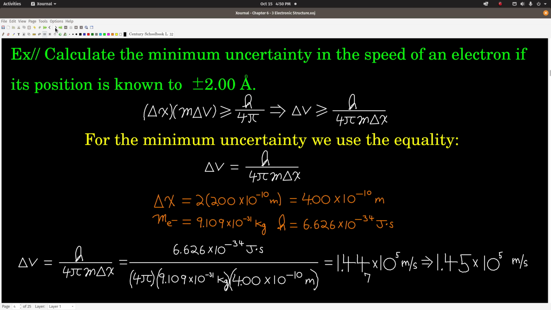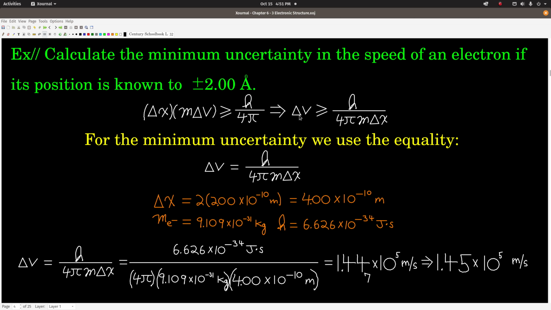And we're going to see that in this example right here. So what we're going to do here is calculate the minimum uncertainty in the speed of an electron if its position is known to plus or minus 2 angstroms, roughly the size of an atom. Okay. So all we do is use Heisenberg's uncertainty principle. Here we're looking for the uncertainty in the speed. One of your examples or problems in the worksheets has you calculate the uncertainty in the position, which is probably something more useful. But what we're going to do is use this equation.